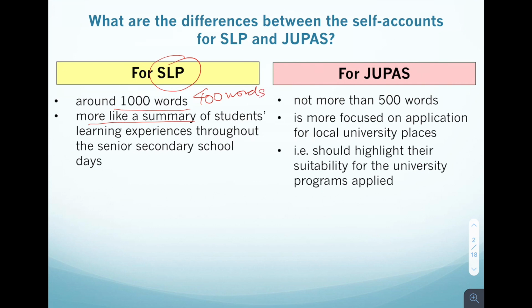You will add more paragraphs in Form 5 and in Form 6, and then you will modify your writing accordingly. So we'll write 400 words this time. For the one in Form 6, for JUPAS application, it is not more than 500 words, but it is more focused. You should highlight your suitability for the university programs applied. This is just a short introduction of the 2 self-accounts.